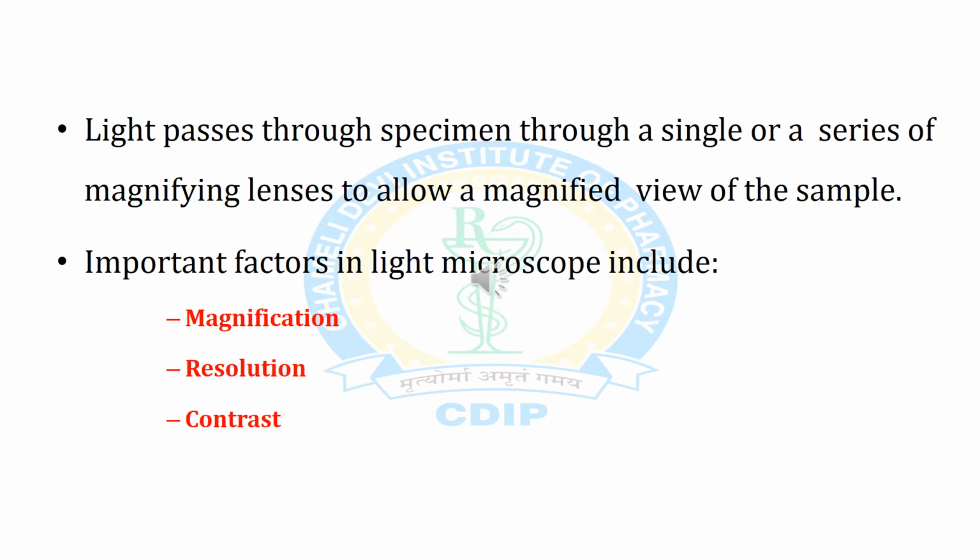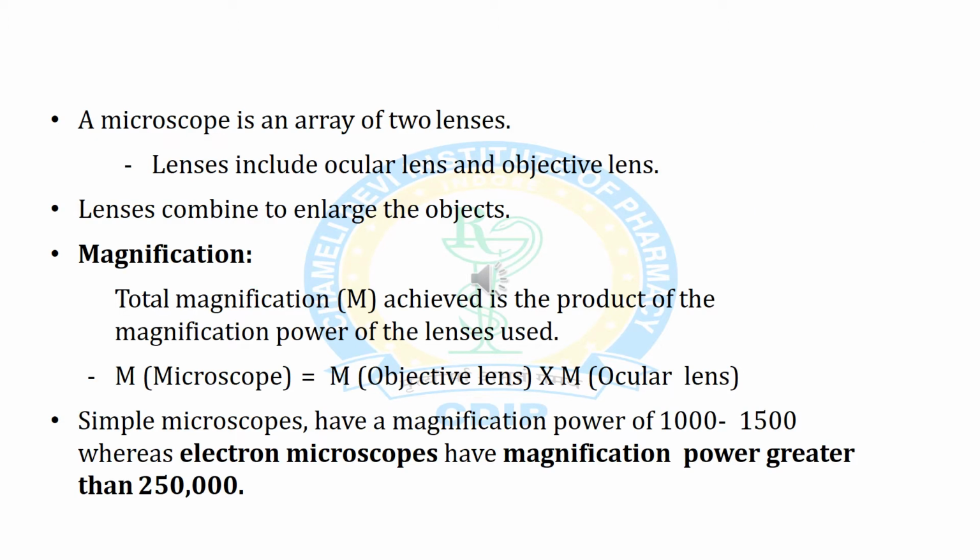So in this, what we have to do? Light passes through a specimen through a single lens or a series of magnifying lenses to allow a magnified view of the sample. Important factors in light microscopy include magnification, resolution and contrast. If we discuss what a microscope is, a microscope is an array of two lenses. The lenses include the ocular lens and the objective lens. The lenses combine to enlarge the object.